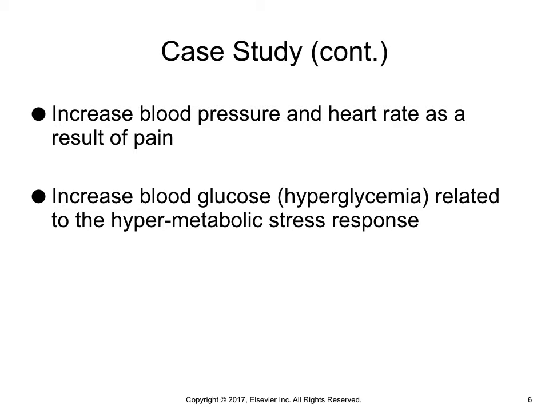The nurse would expect to find the following during a post-op assessment of Ms. Tompkins. 1. Increased blood pressure and heart rate as a result of pain. 2. Increased blood glucose, hyperglycemia, related to the hypermetabolic stress response.